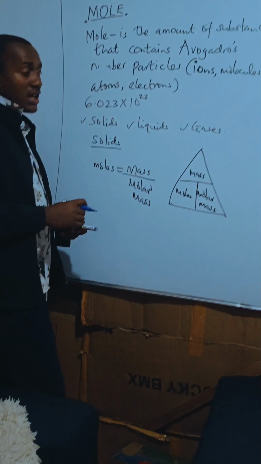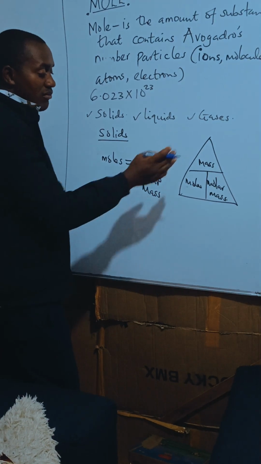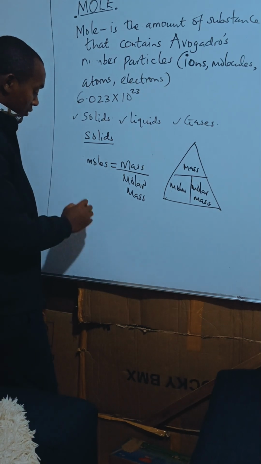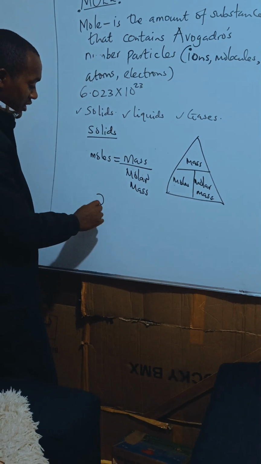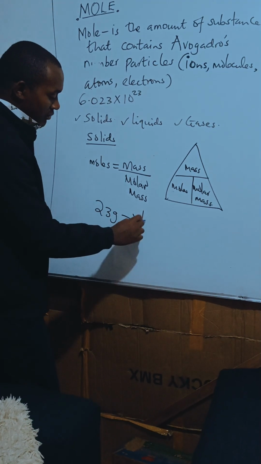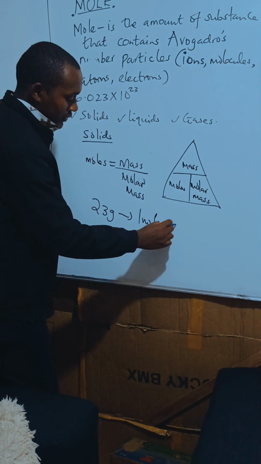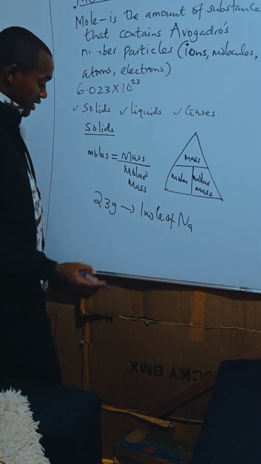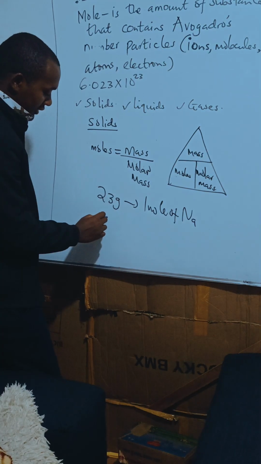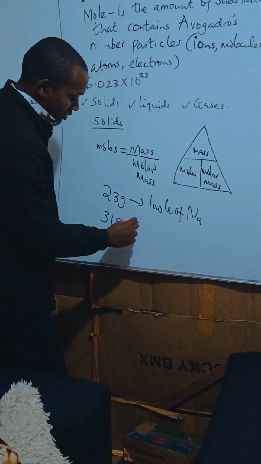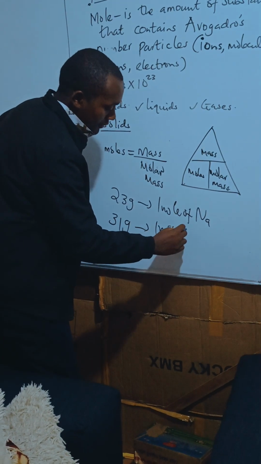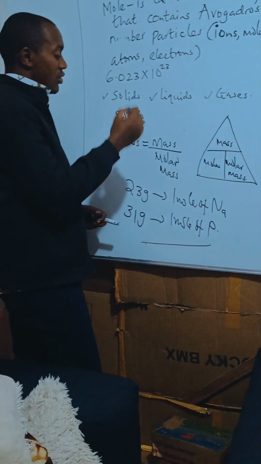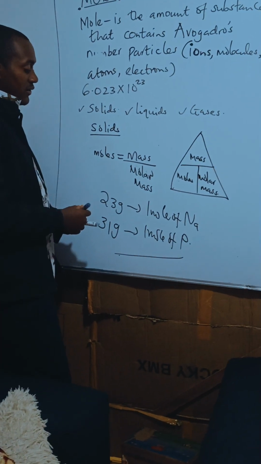And what is molar mass? Molar mass is the mass of 1 mole of a substance. For example, 1 mole of sodium is 23 grams. 1 mole of iron is 56 grams. 1 mole of phosphorus is 31 grams. So molar mass is the mass of 1 mole of a substance.